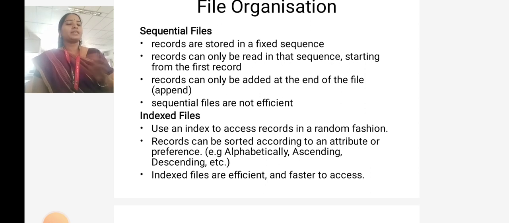Next come the indexed files. They use an index to access records in a random fashion. Records can be sorted according to an attribute or a preference, for example alphabetically, in ascending order or descending order, etc. Indexed files are efficient and faster to access.